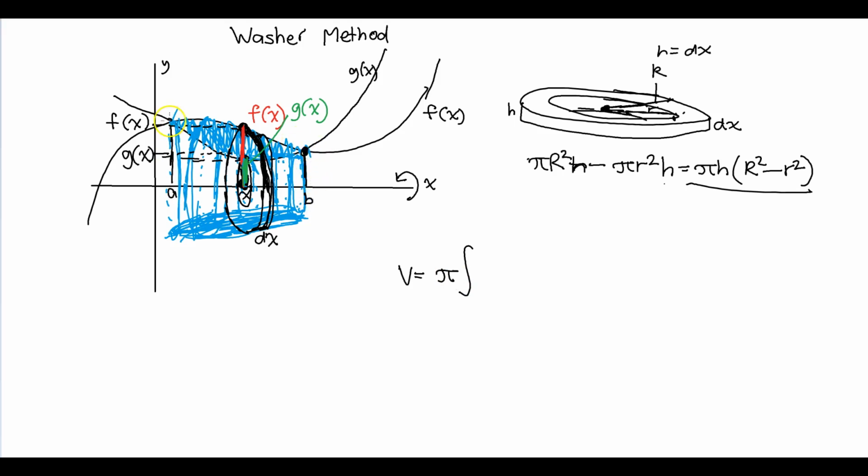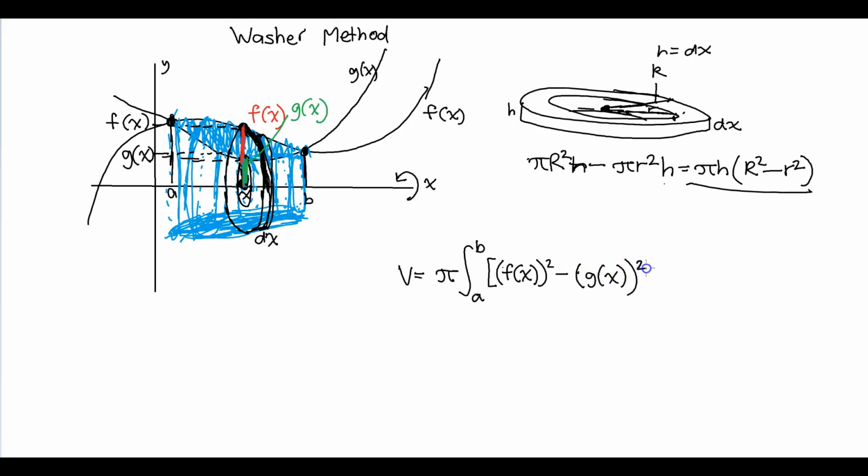Okay, you should recognize this by now, that the x coordinates a and b are the points of intersection. So you have a and b times f of x squared minus g of x squared.